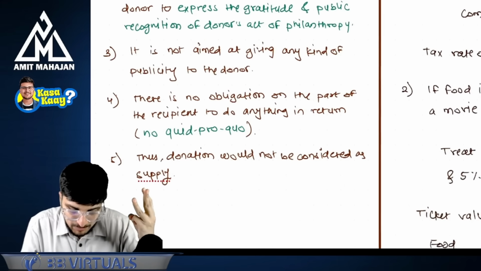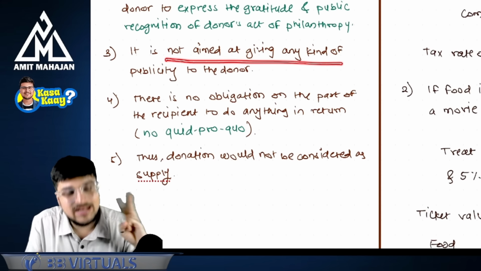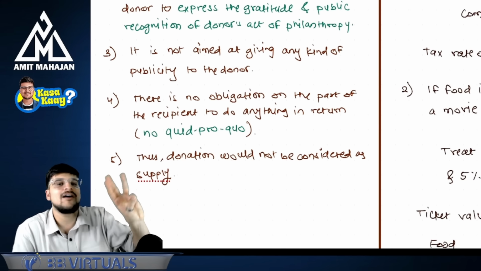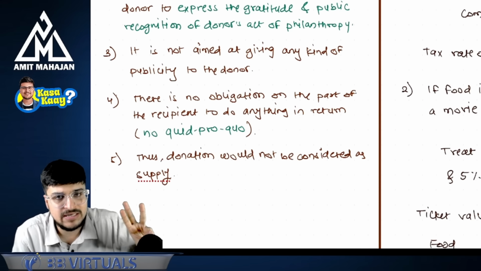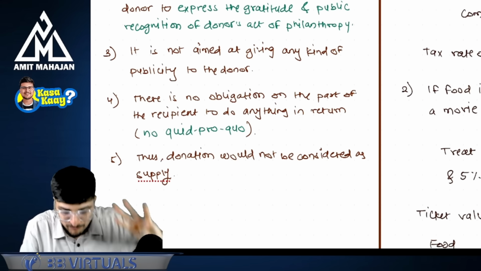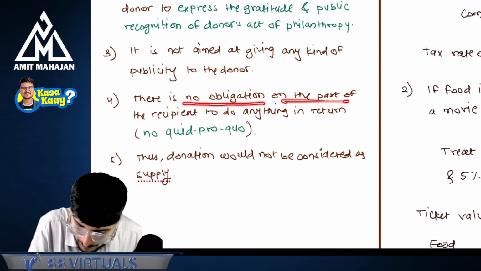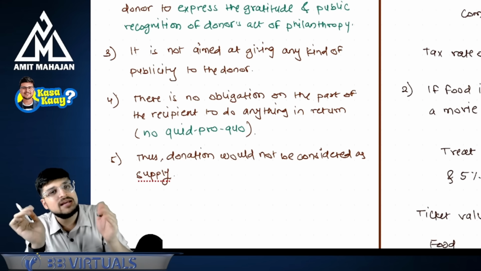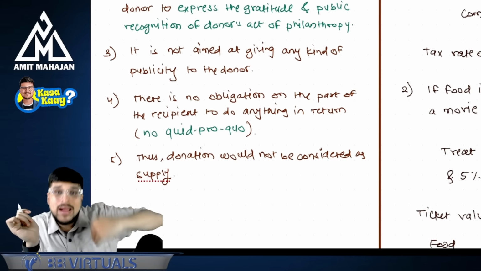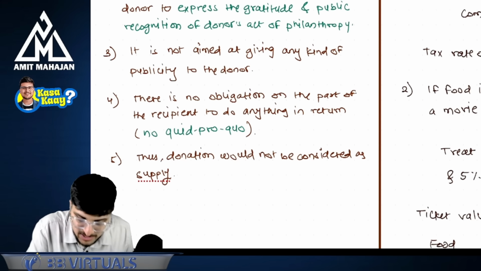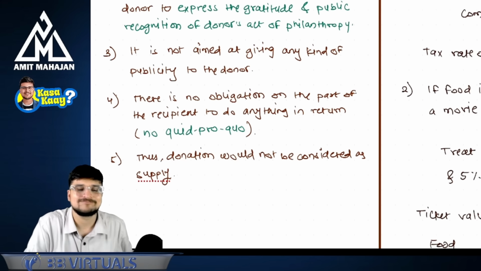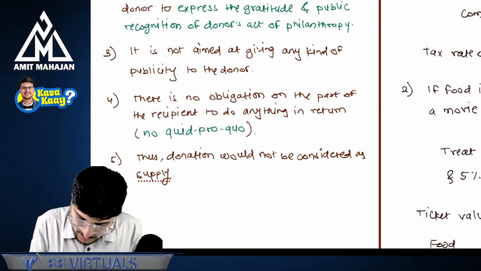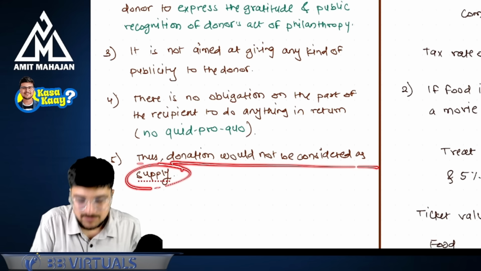Number three, it is not aimed at giving any kind of publicity. So whatever they're doing in point two, it is not aimed at giving any kind of publicity. Number four, there is no obligation on the part of the recipient to do anything in return. There was no obligation on the temple to write my name on the name board, which means there was no quid pro quo, right? And thus the donation would not be considered as supply.